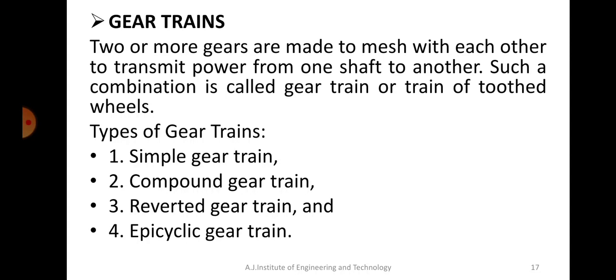So I hope you understand. They won't be only gear A and gear B. There may be gear A, gear B, gear C, gear D, and so on. So when multiple gears are connected together for transmitting power from one point to another point, we call that gear trains.